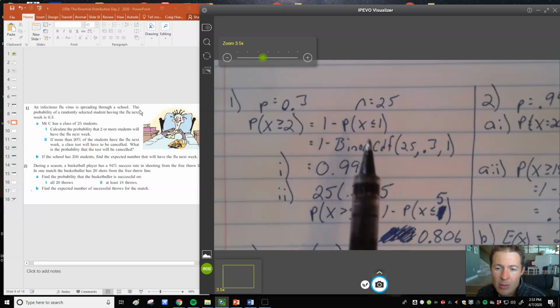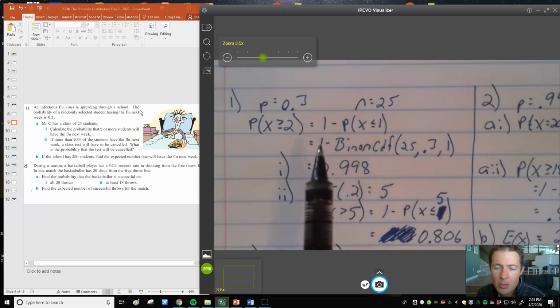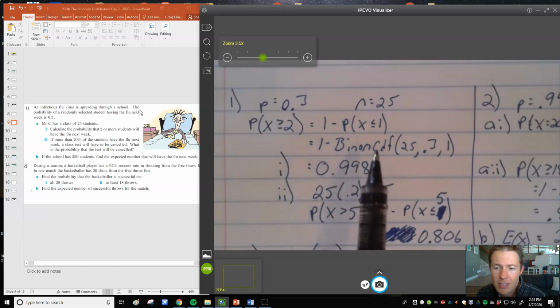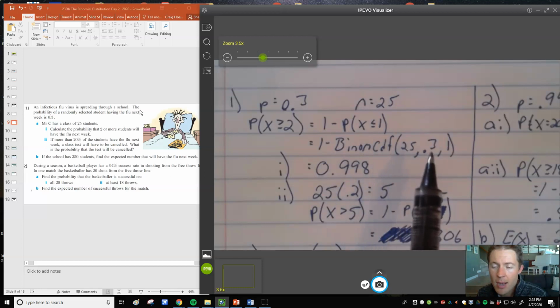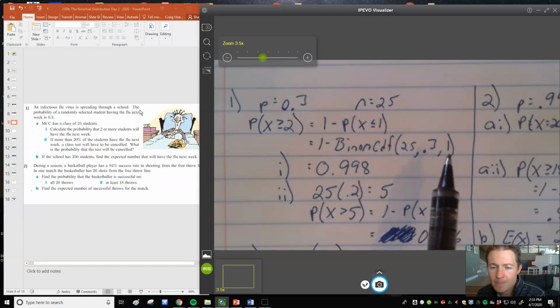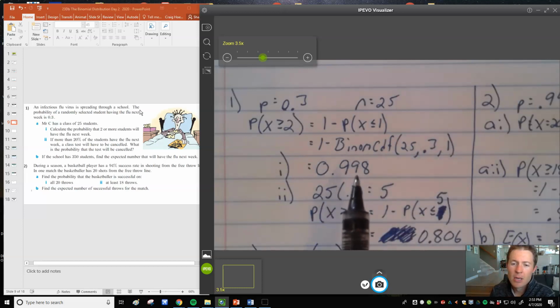Remember, the way we do less than or equal to is with our CDF function. So in your calculator, type in 1 minus binomcdf, which is in your distributions menu. 25, 0.3, 1. Remember, the syntax is n, p, x. It's alphabetical. And you ought to get that. So the odds of this happening are really high.